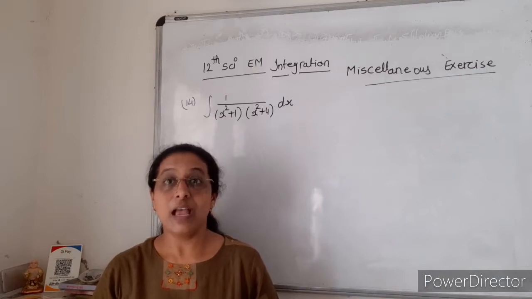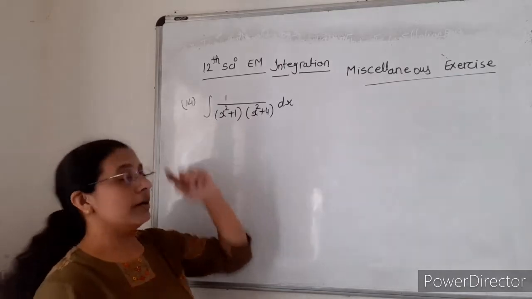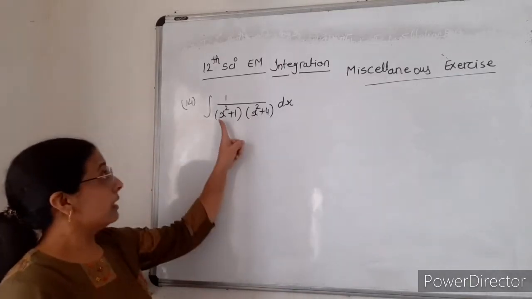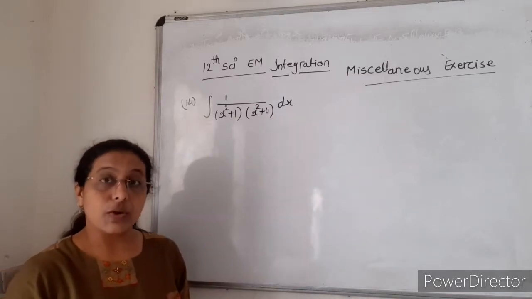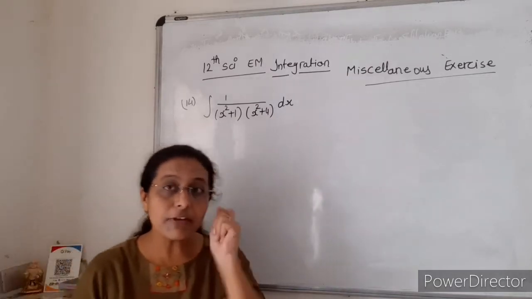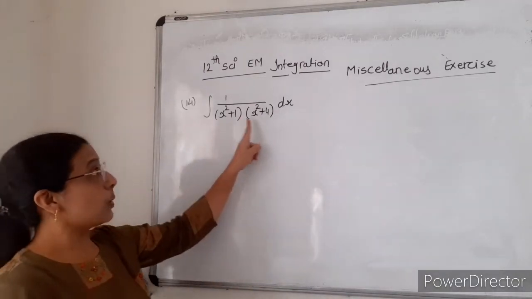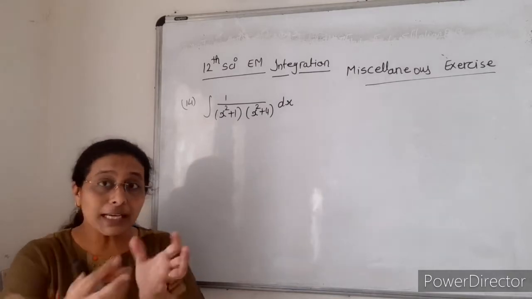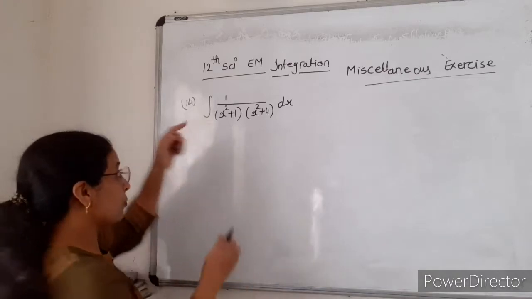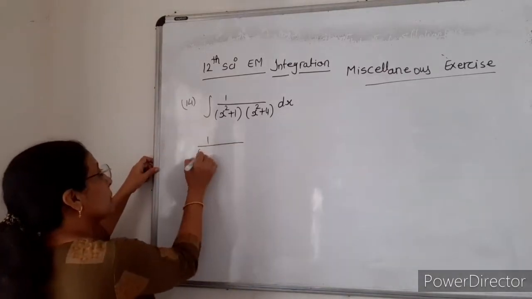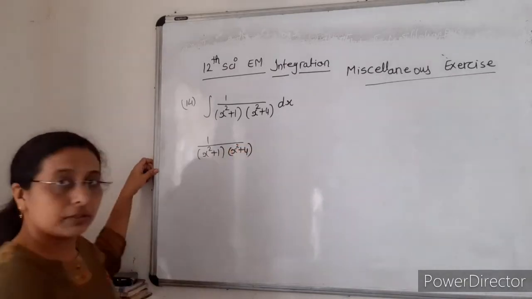Fine? Yes. Now we will go ahead with the miscellaneous exercise, question number 14. Here is 1 upon (x square plus 1)(x square plus 4) dx. How to find it? We have done this in one example. Whenever x square is there, we can take it outside from the integration: 1 upon (x square plus 1)(x square plus 4).